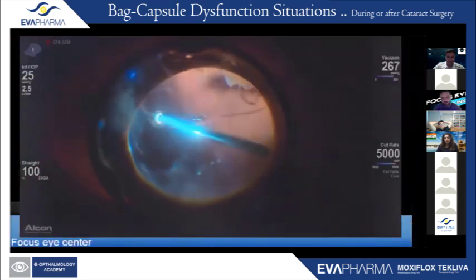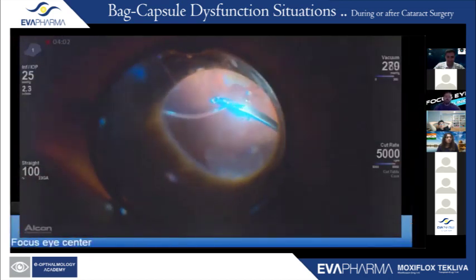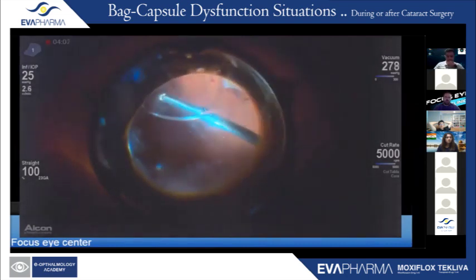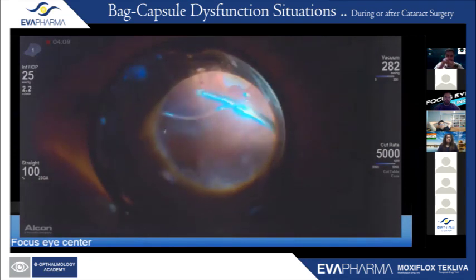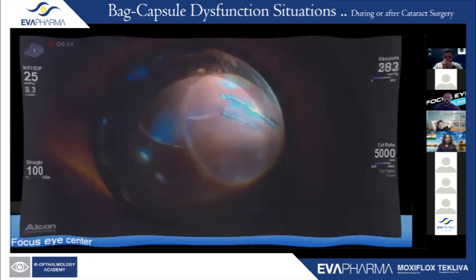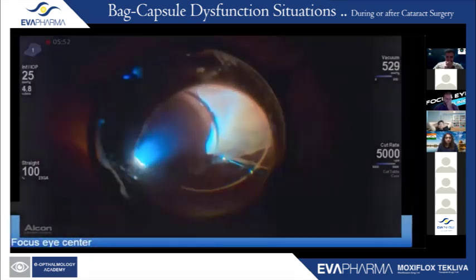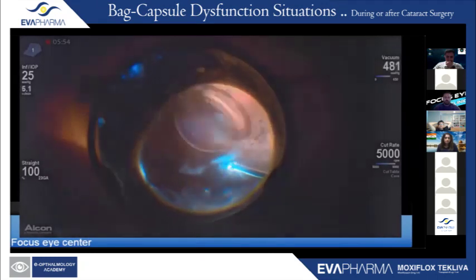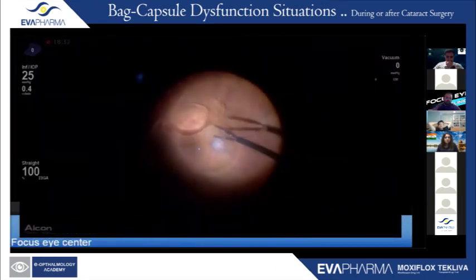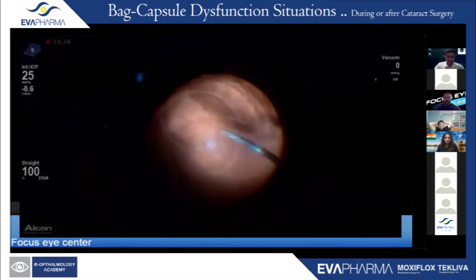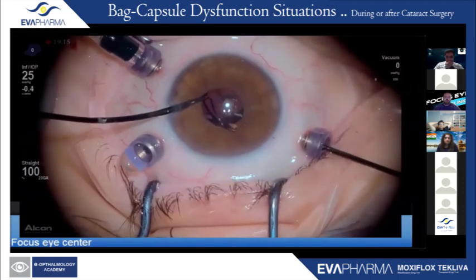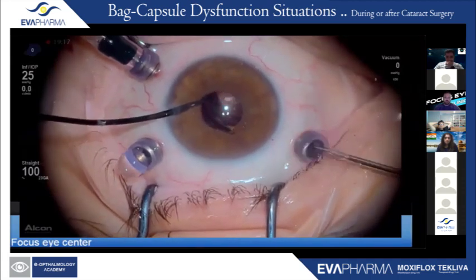Now this is another case with a single piece IOL. By the look, it is a Tecnis IOL. And here you have dropped pieces from the nucleus and tough vitreous around the lens. So I just want to add that it is good to not try to fish out the lens from the anterior approach, but to release the lens from any vitreous, and then you introduce it to the anterior chamber.